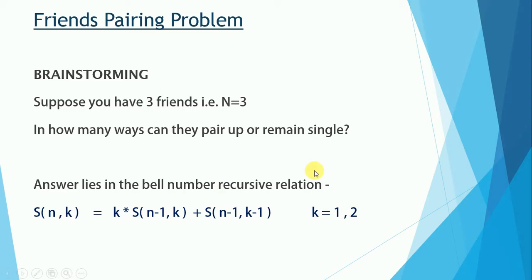So this recursive relation states S(n, k) equals k times S(n-1, k) plus S(n-1, k-1), for k equals 1, 2. Now this particular recursive relation has been explained by me in video number 2 of the Bell numbers problem series, the link to which you can see up top.